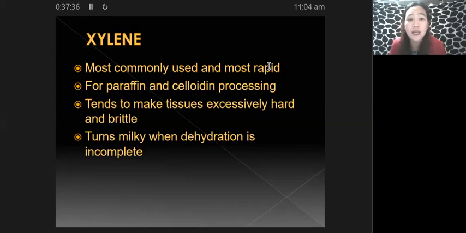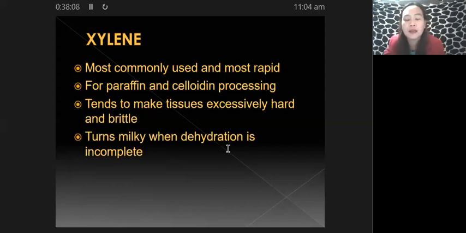Thus, xylene is not utilized for nervous tissue samples as well as lymph nodes. So I repeat, because of the hardness that is brought about by the use of alcohol and xylene, xylene is not used for nervous tissue samples and lymph node samples.